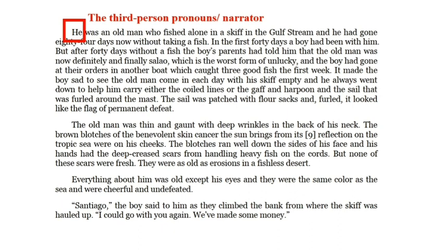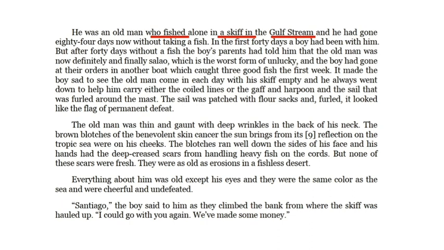So if you're asked what point of view you have here, remember that we have an omniscient third person narrator, who refers to the characters by using he, she, they, etc. The narrator in the first paragraph introduces the main character to us, that is the character of the old man. He was an old man who fished alone. So he is what? He's a fisherman, and he used to go fishing alone in a skiff, and a skiff is a small boat, in the Gulf Stream, and he had gone 84 days now without taking a fish.